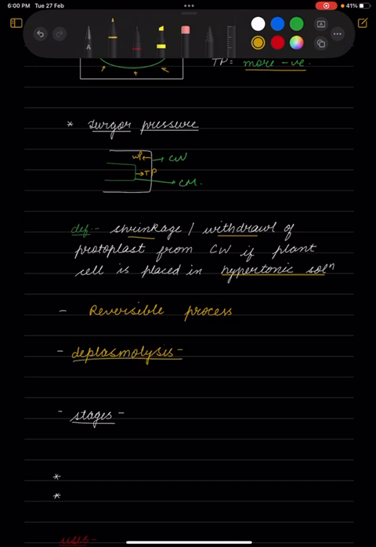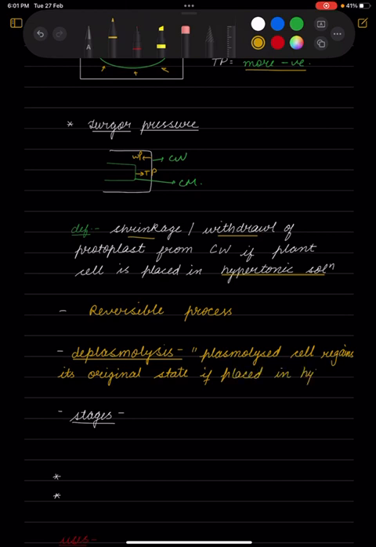So what is deplasmolysis? The plasmolyzed cell regains its original shape, original state, if it is placed in the hypotonic solution.